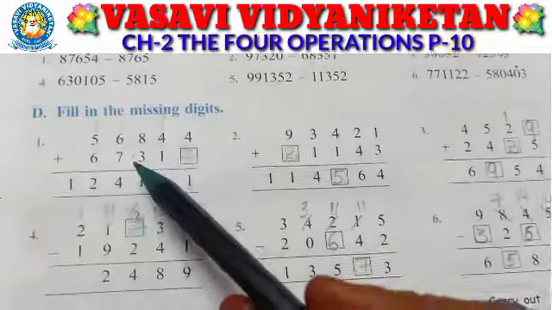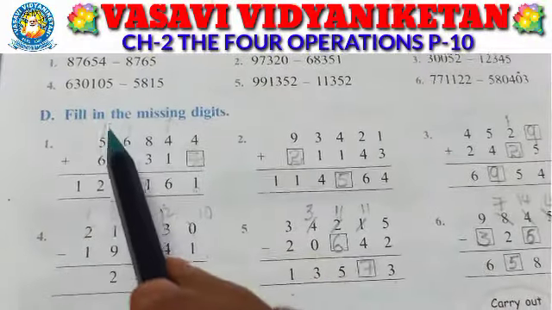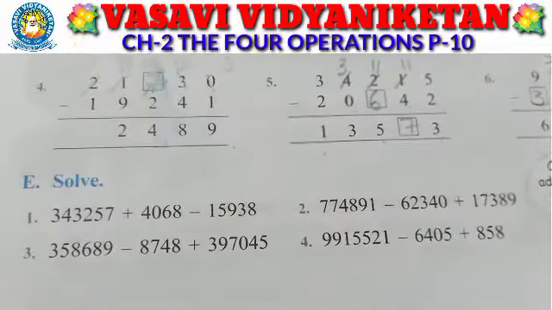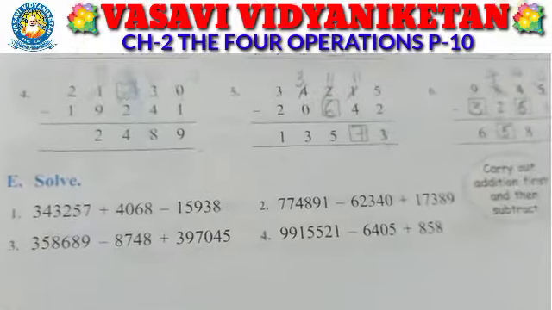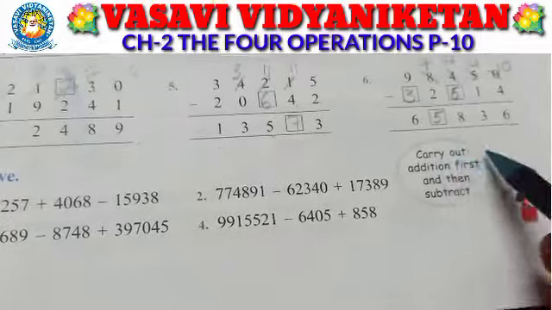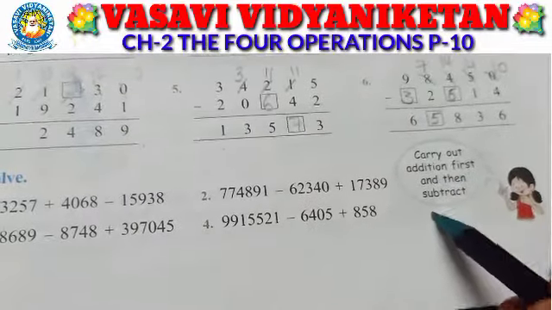In yesterday's class, I explained fill in the missing digits problems. Today, I'm going to explain Roman solve. See, here one circle is given. Carry out addition first and then subtract.